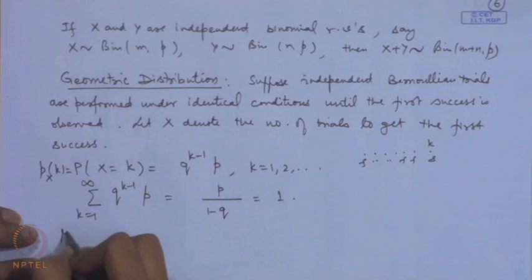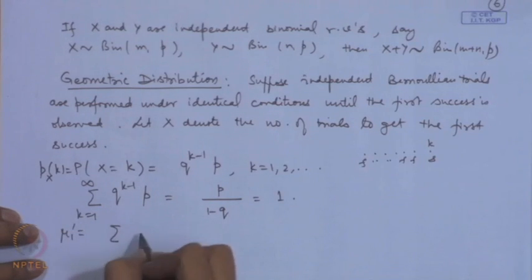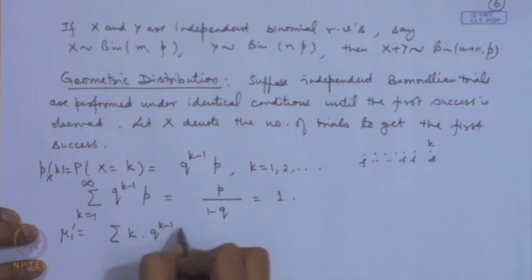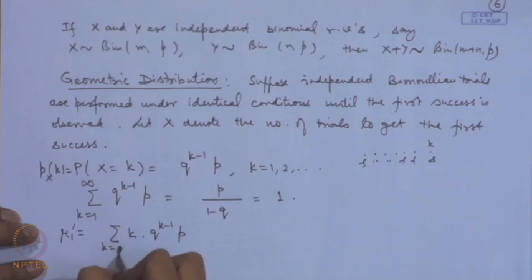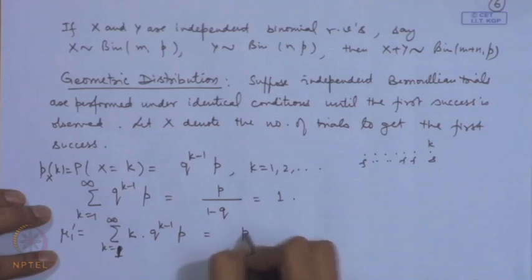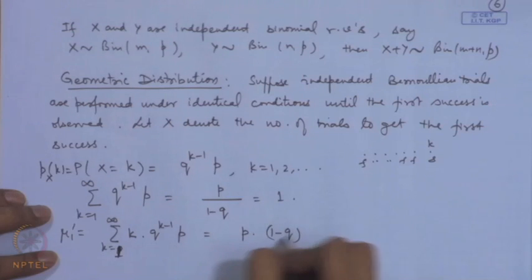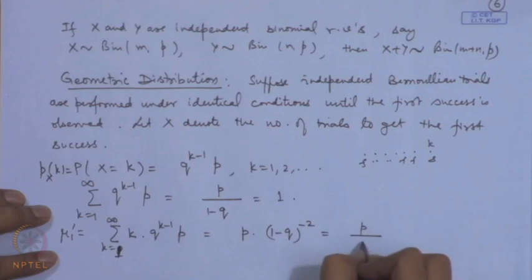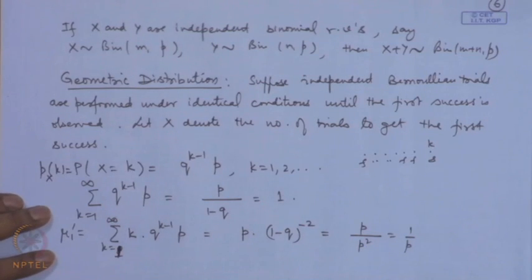Let us look at the mean of this, that is equal to the sum of k q to the power k minus 1 p, k equal to 1 to infinity. Now, this is nothing but the infinite arithmetico-geometric series, and the sum of this is simply p into (1 minus q) to the power minus 2, that is equal to p divided by p square, that is equal to 1 by p. That means, if in each trial the probability of success is p, then the expected number of trials needed for the first success will be 1 by p.